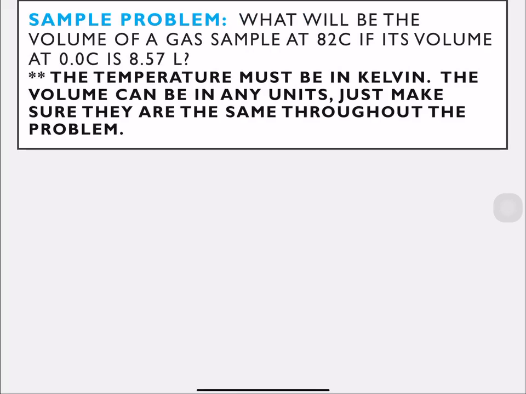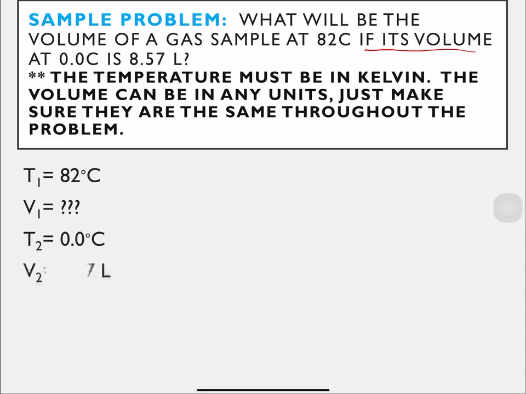Our second one: what will be the volume of a gas sample at 82 degrees Celsius? Well, we have gas at 82 and we're looking for the volume when it's at that temperature. Now it says if its volume at 0 is 8.57. So when the temperature is 0, the volume is 8.57. Remember though, the temperature has to be in Kelvin. It's not. It's in degrees Celsius. Even though they match up in degrees Celsius and neither of them are negative, it mathematically will not give you the right answer unless you're in Kelvin.